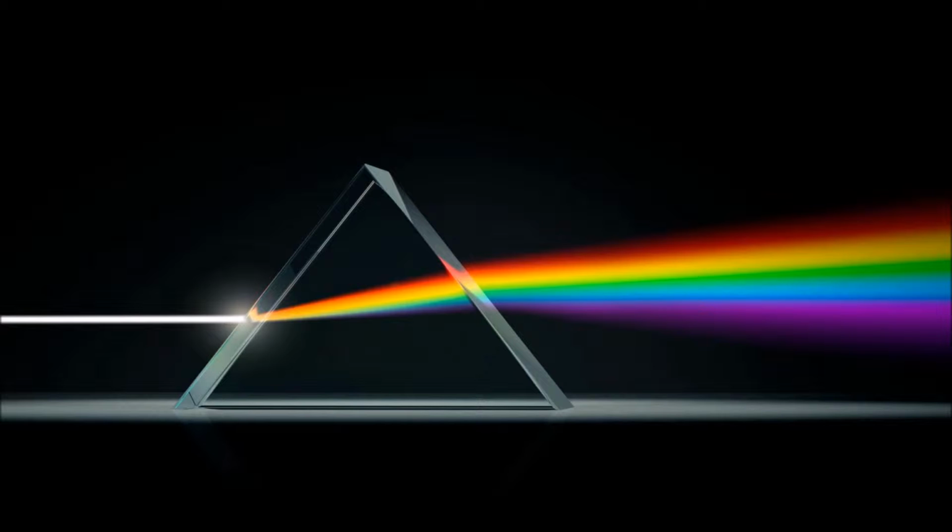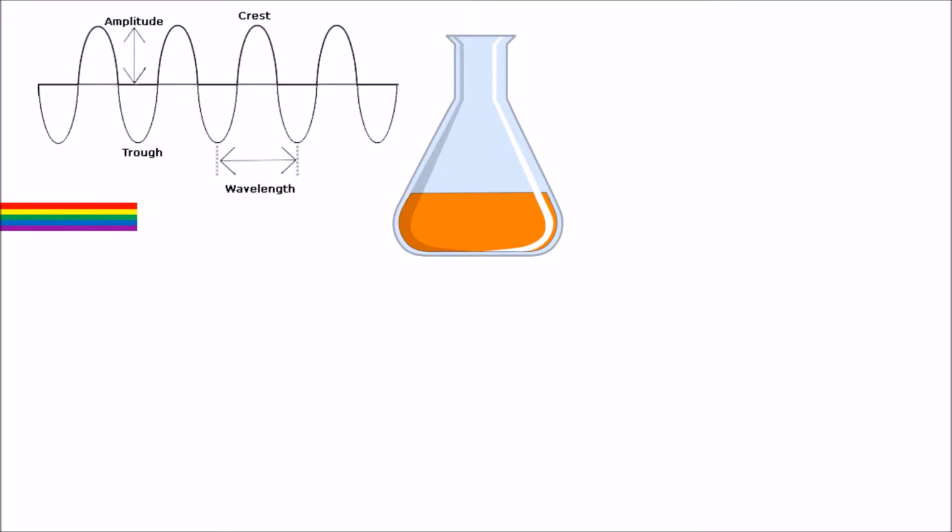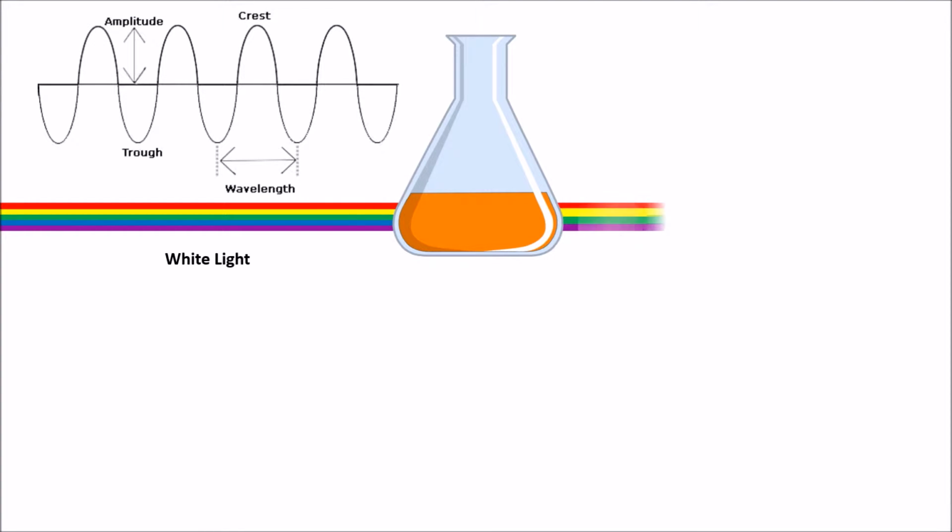White light contains all wavelengths of the visible spectrum. You can see the different colors if you shine white light at a prism. When light interacts with a solution, some wavelengths will be absorbed while others pass through the solution. In our case, blue light is absorbed, which means the remaining light appears orange.